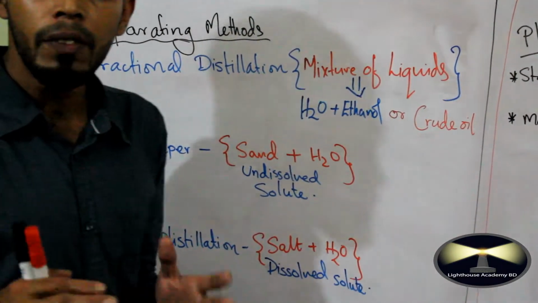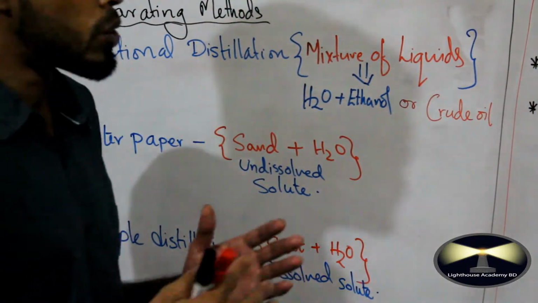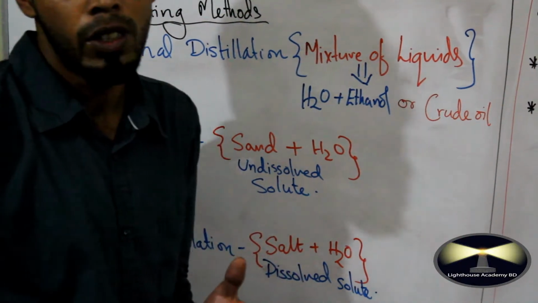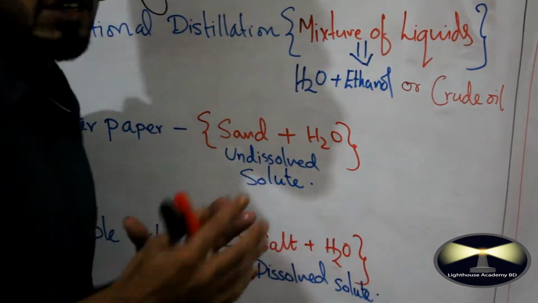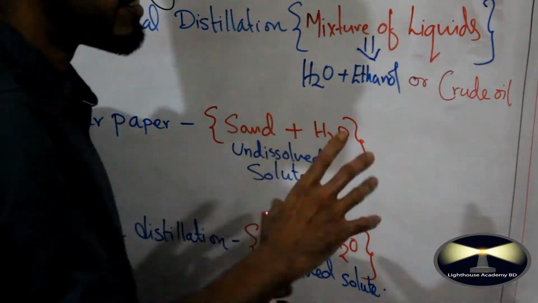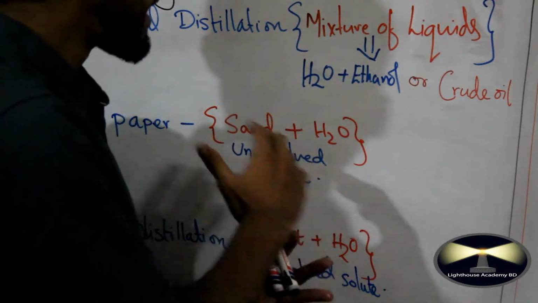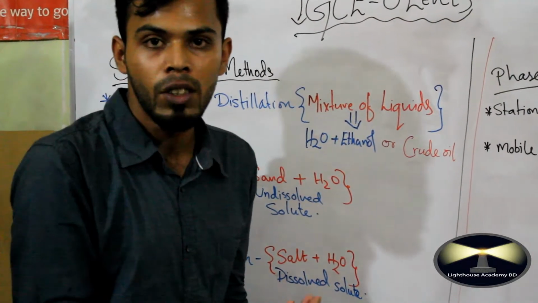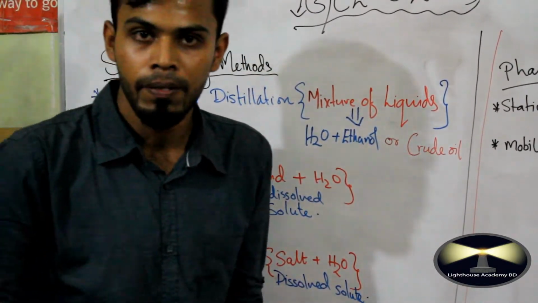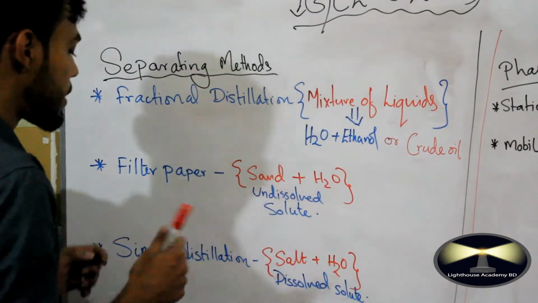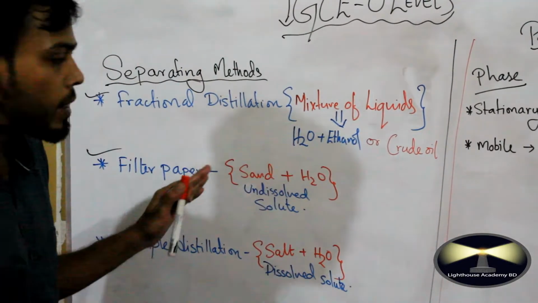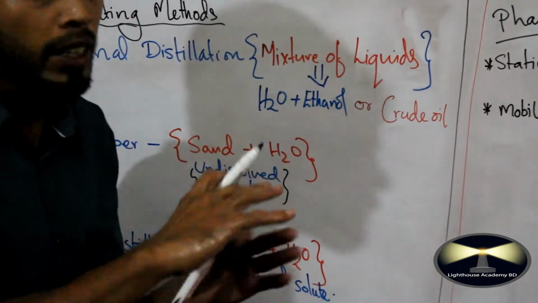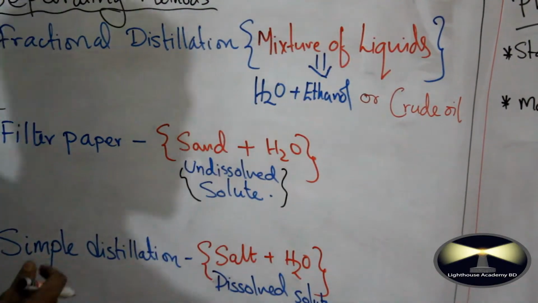Now let's go to the filter paper. From junior classes we know that filter paper is used to separate a liquid and an undissolved solute. Undissolved solute means, if you mix sand and water, the sand doesn't dissolve in water. You all know that. So for sand and water separation we can use filter paper. Just pour the water through the filter paper; the water passes through and the sand stays on top. Clear? The solute doesn't dissolve in the liquid.